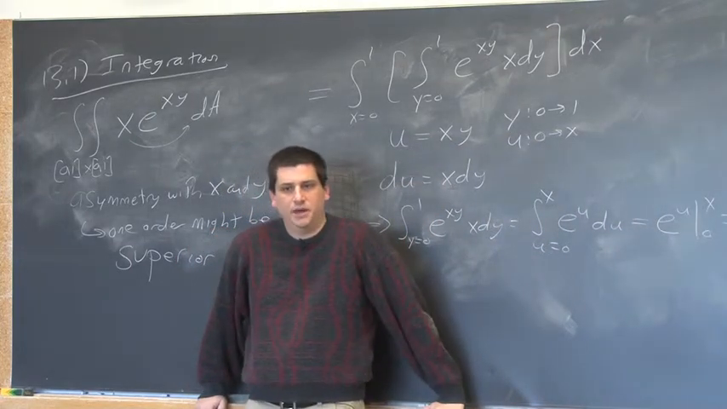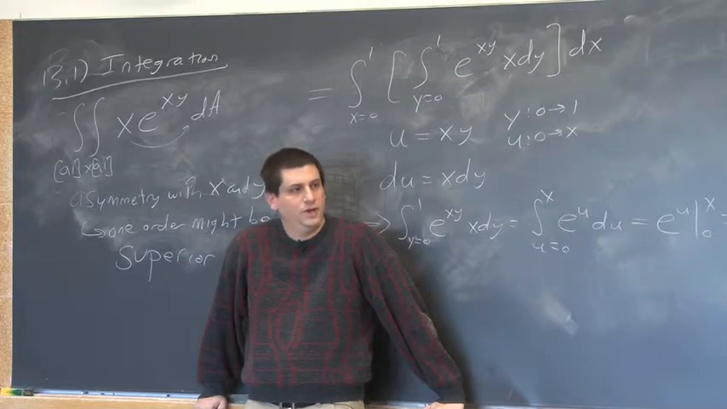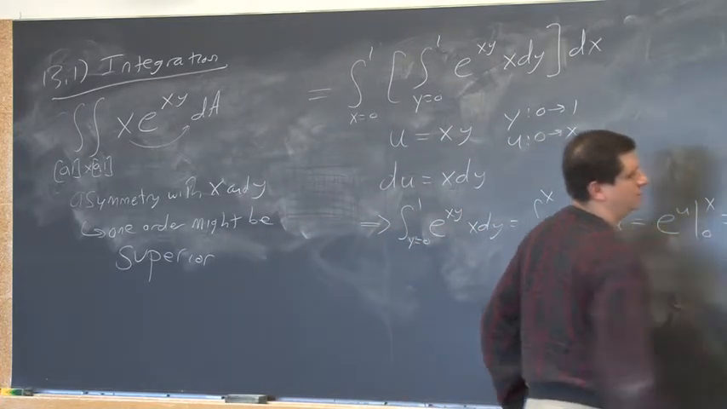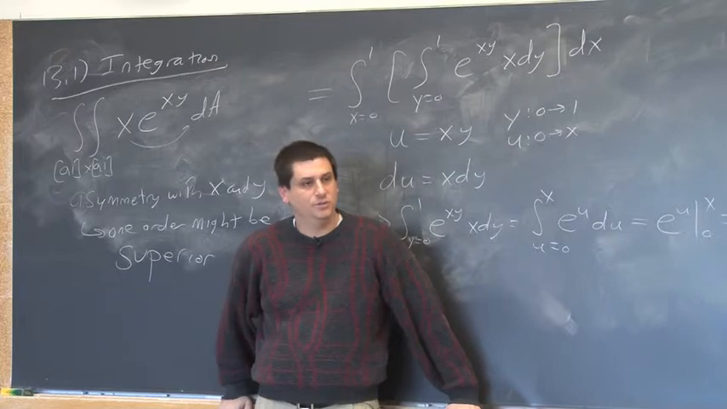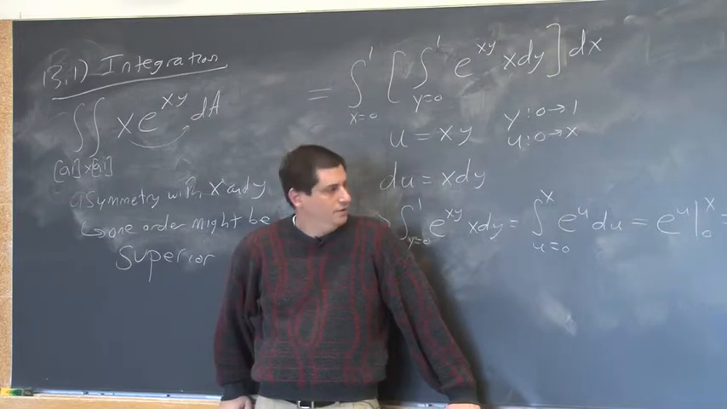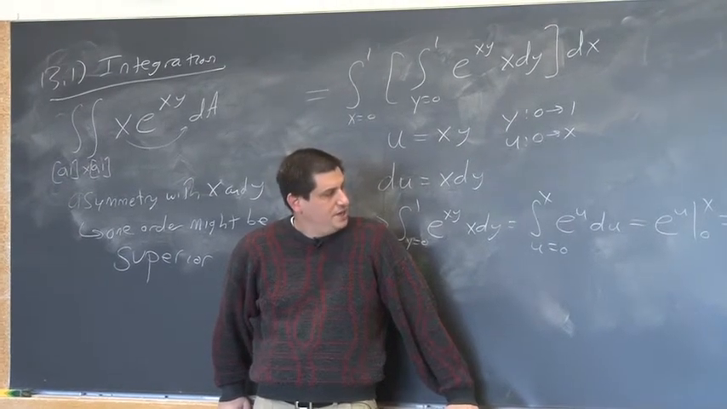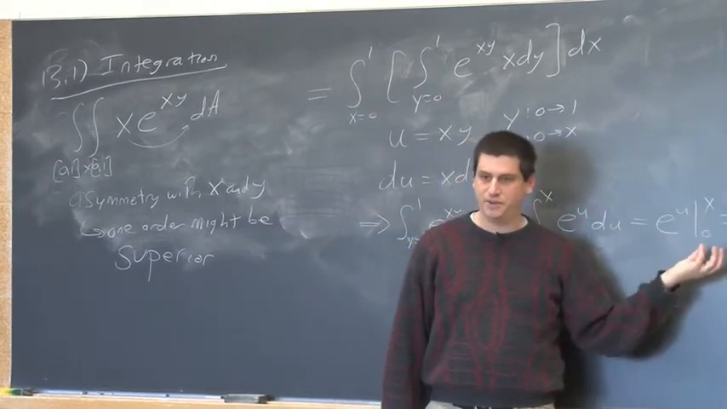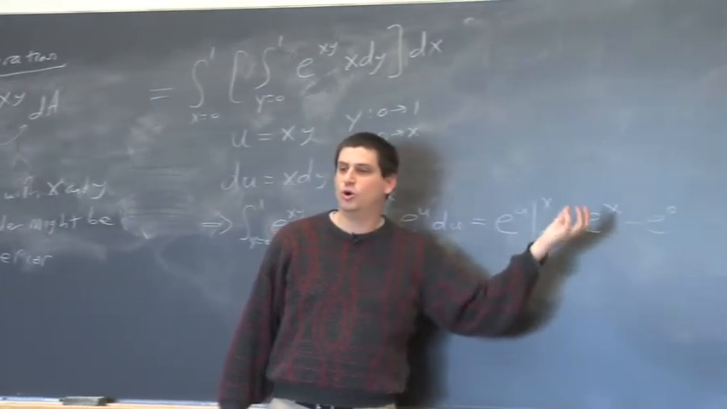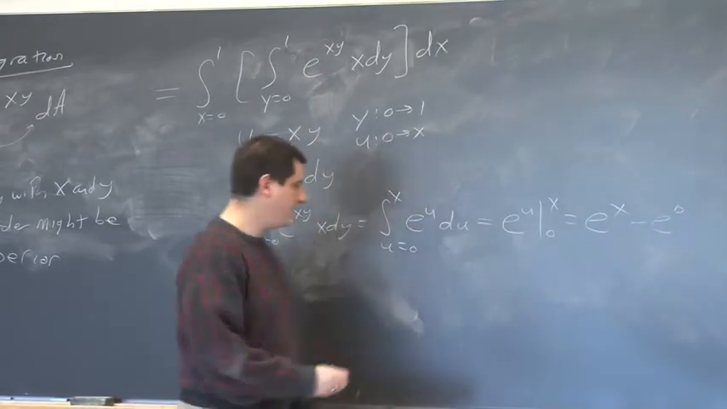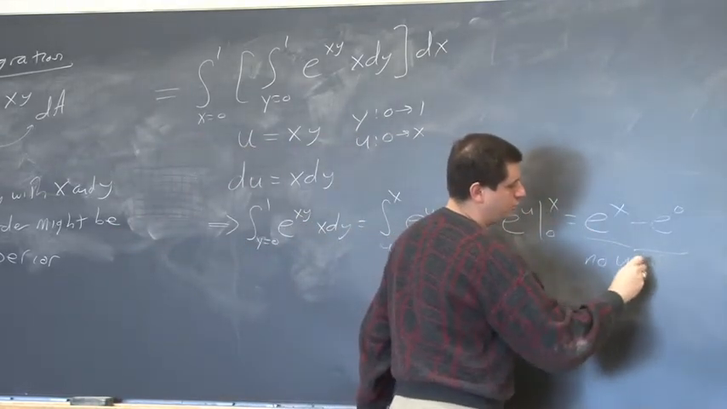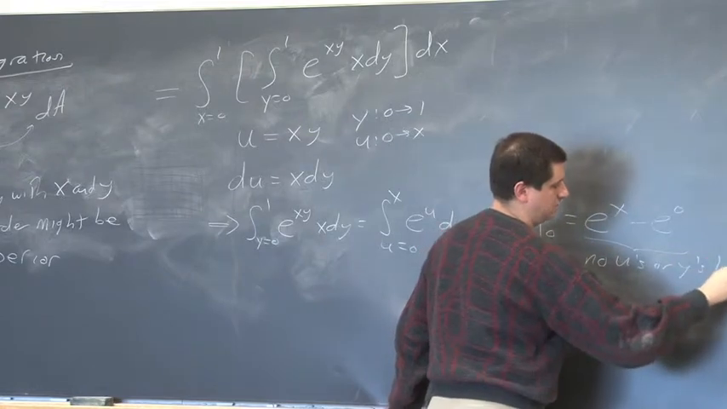So what mistake did I make? e to the 0 is not 0. It's e to the x minus e to the 0. This is one of the more common mistakes: people will say e to the 0 is 0. The other mistake that people often make in problems like this is that after they evaluate this function at the bounds, they'll have u's or y's. You cannot have u's or y's. No u's or y's here.